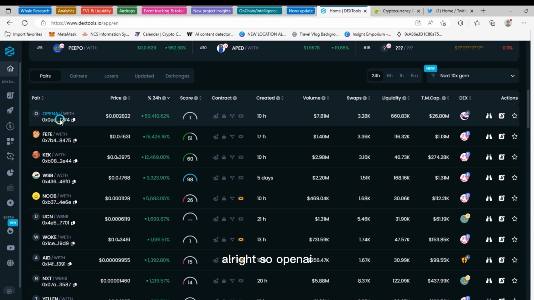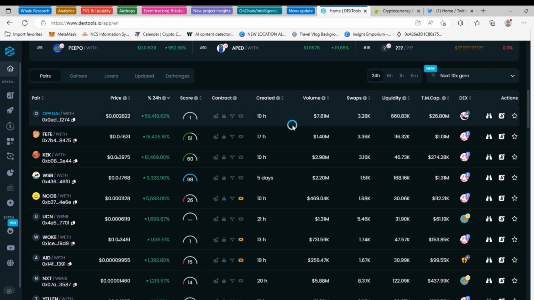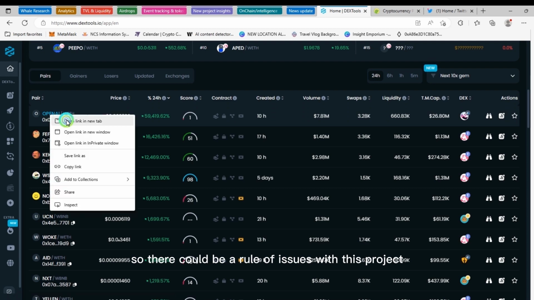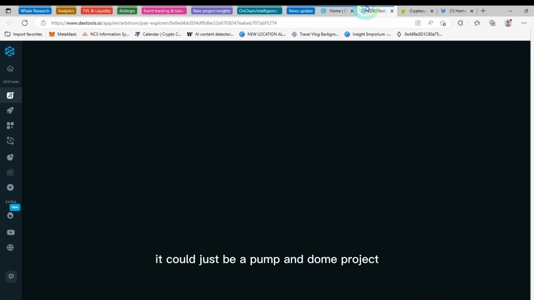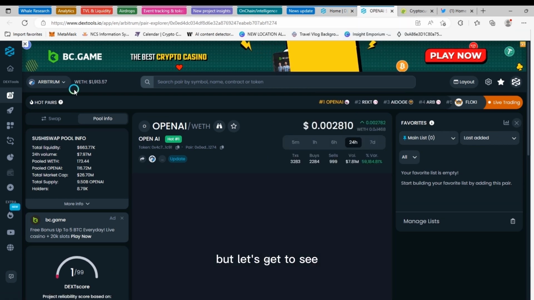All right. So OpenAI was created, I think, about 10 hours ago. It had done a volume of about $7 million with a total market cap of $26 million. And it has done about 59,000%. Okay. But the score for this project is just 1. So there could be a whole lot of issues with this project. It could just be a pump and dump project. All right. So, but let's get to see.